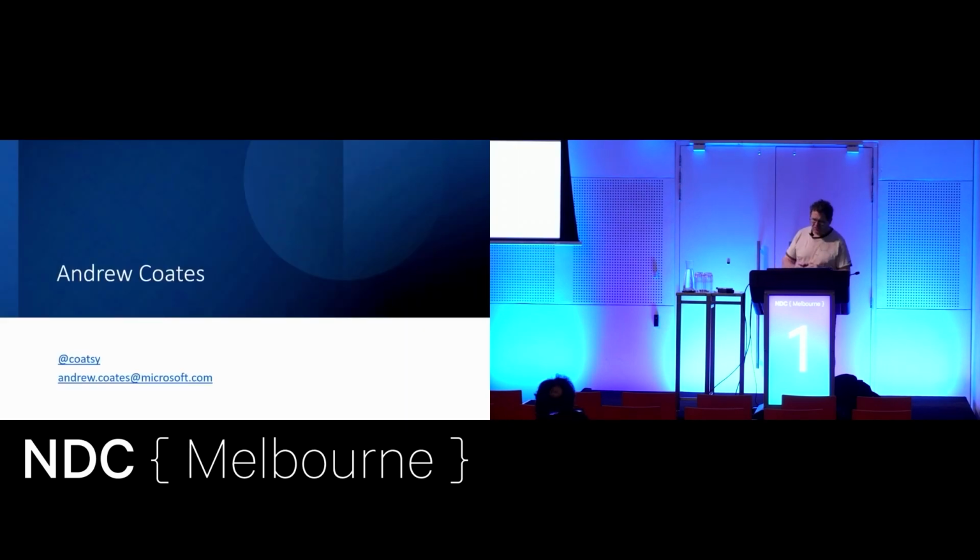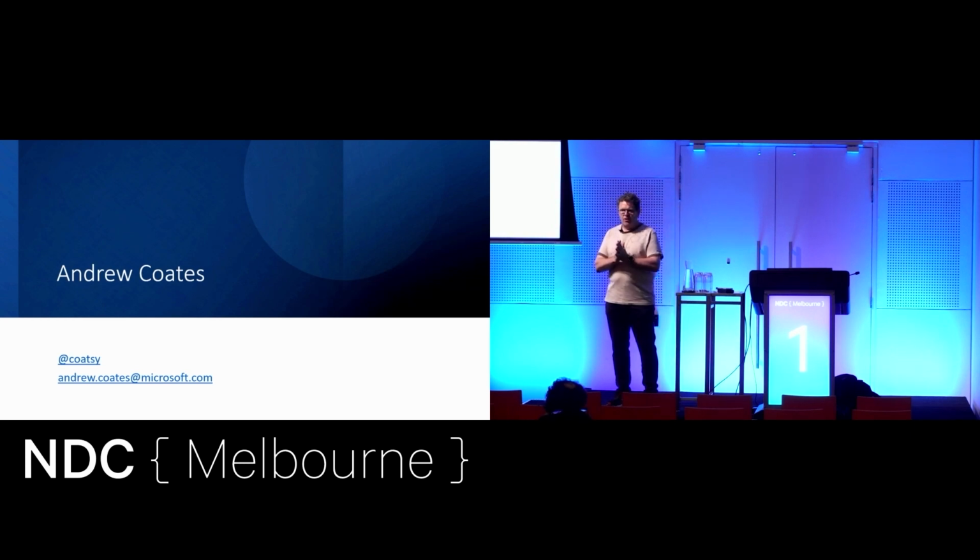So my name's Andrew Coates. I am a software engineer at Microsoft. I've been at Microsoft now for a bit over 18 years. And before that, as I said, I was a civil engineering student. I didn't actually ever work in civil engineering. It's an interesting story about how I got into software. Catch me over a beer sometime.